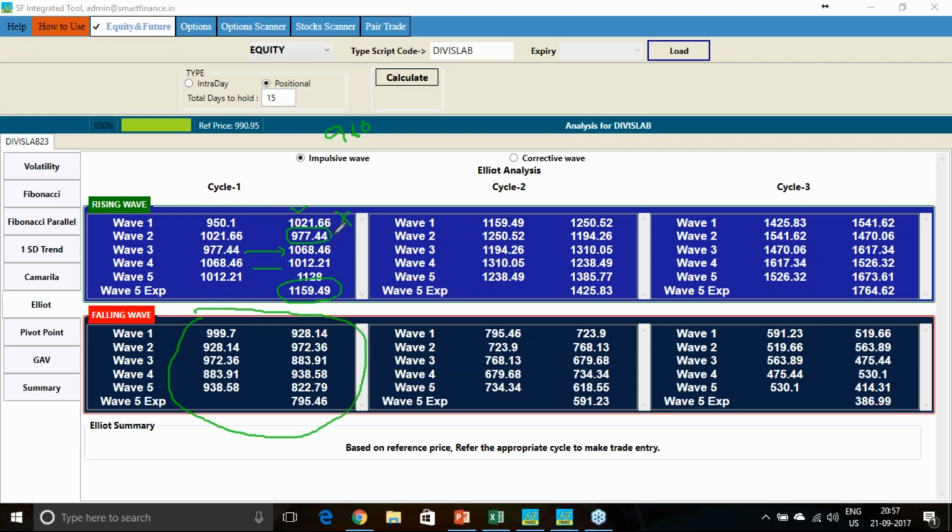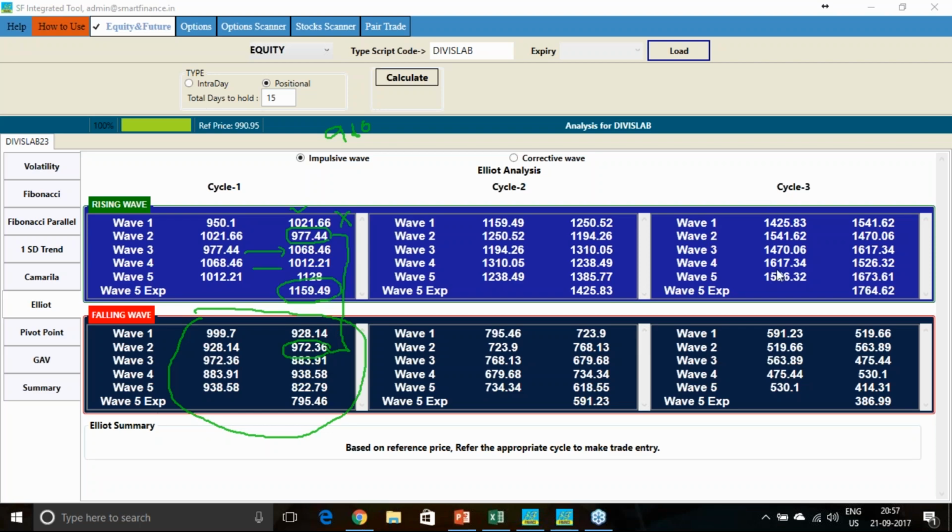Here two prices will be matching. Almost matching, say 972. So in this rising wave, there is a corrective pattern at 977. In the same falling sequence, there is a corrective pattern till 972.